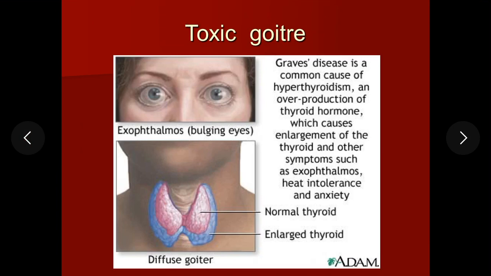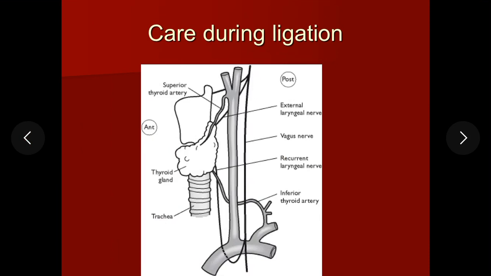One typical presentation you get there is exophthalmos, that is the bulging eyes. In that figure you are seeing the bulging eyes. Plus other manifestations will be there: palpitation, tremor, anxiety, like that. These are all features of toxic goiter.